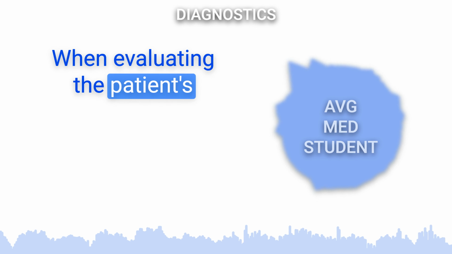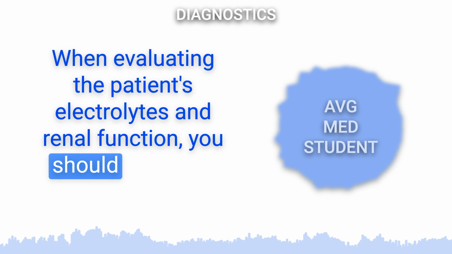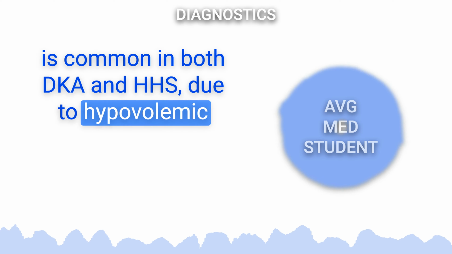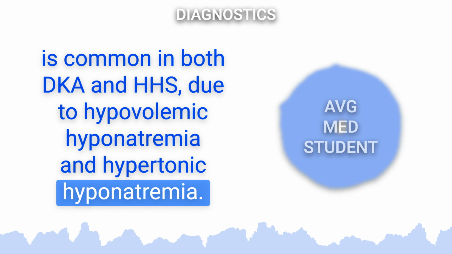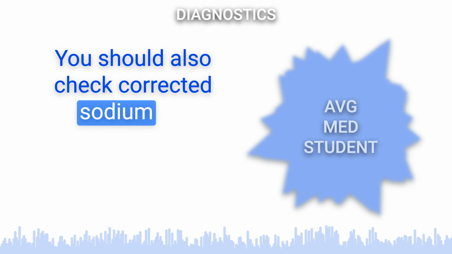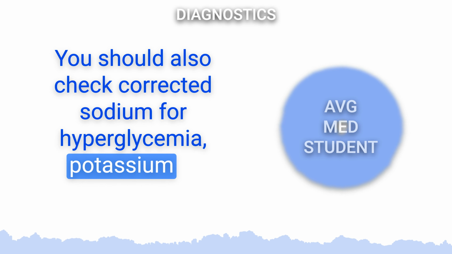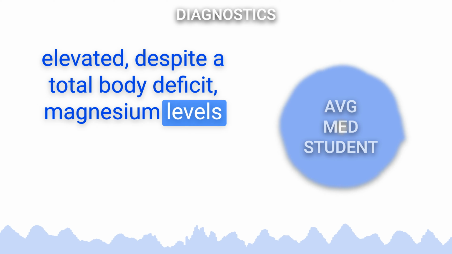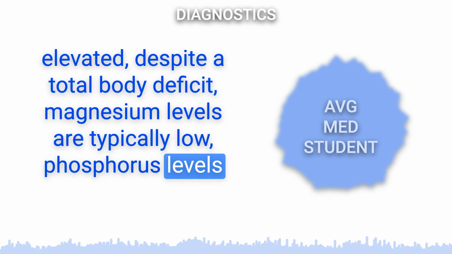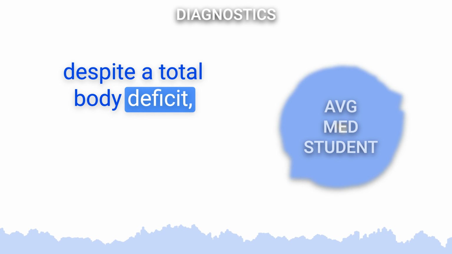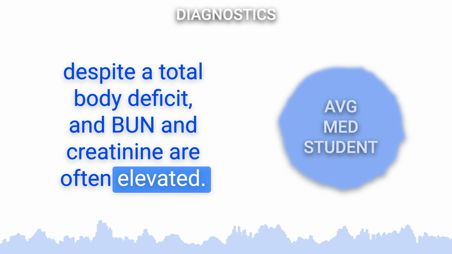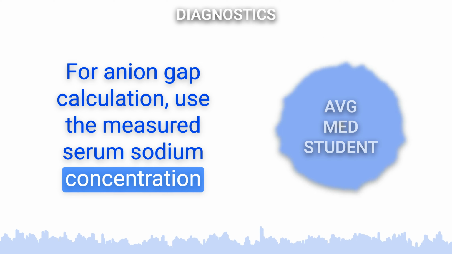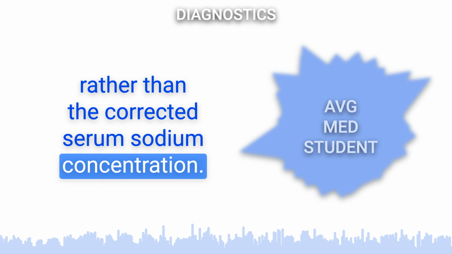When evaluating the patient's electrolytes and renal function, you should be aware that hyponatremia is common in both DKA and HHS due to hypovolemic hyponatremia and hypertonic hyponatremia. You should also check corrected sodium for hyperglycemia. Potassium in DKA is normal or elevated. Despite a total body deficit, magnesium levels are typically low. Phosphorus levels may be elevated despite a total body deficit, and BUN and creatinine are often elevated. For anion gap calculation, use the measured serum sodium concentration rather than the corrected serum sodium concentration.